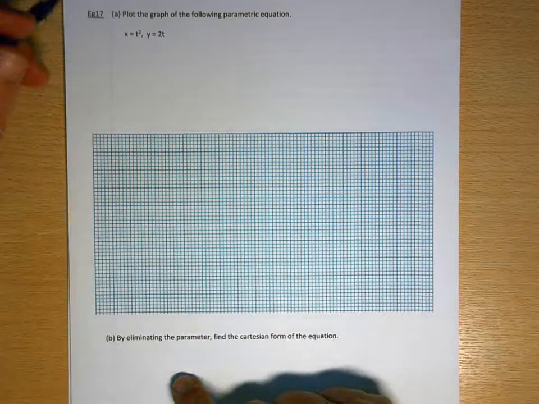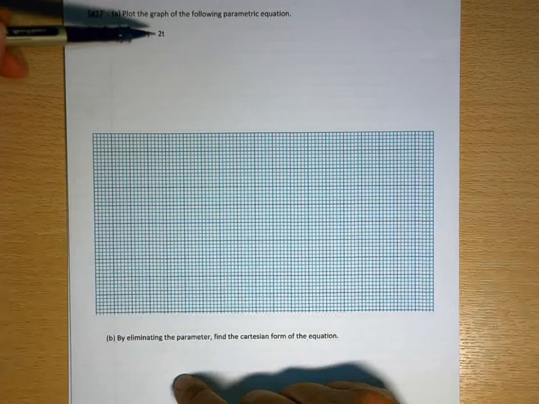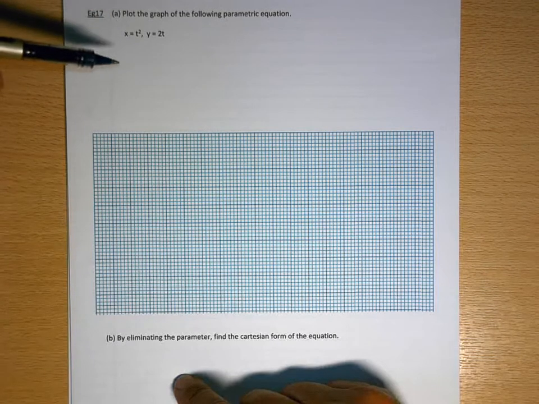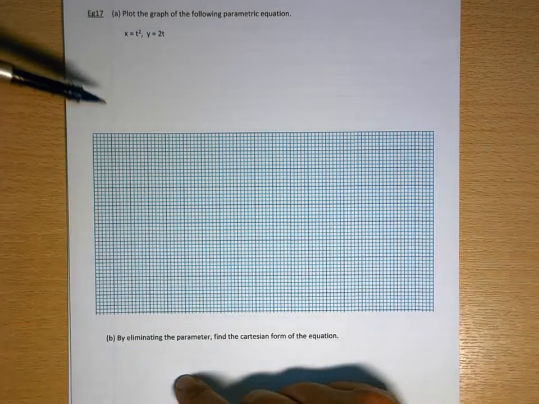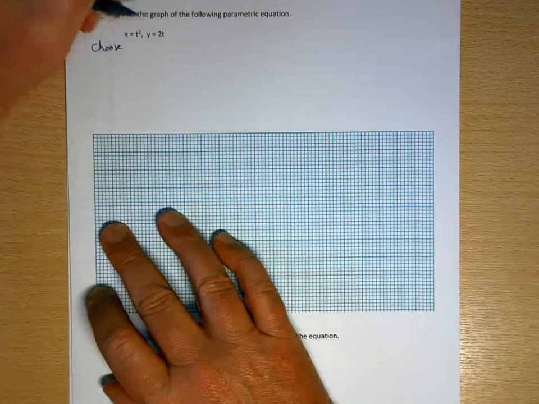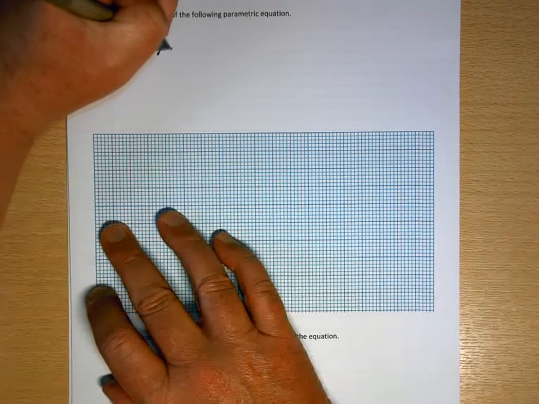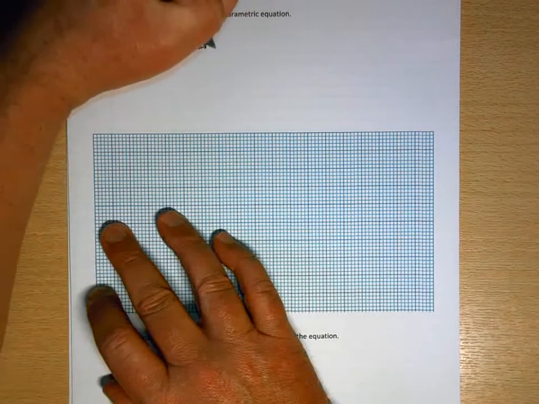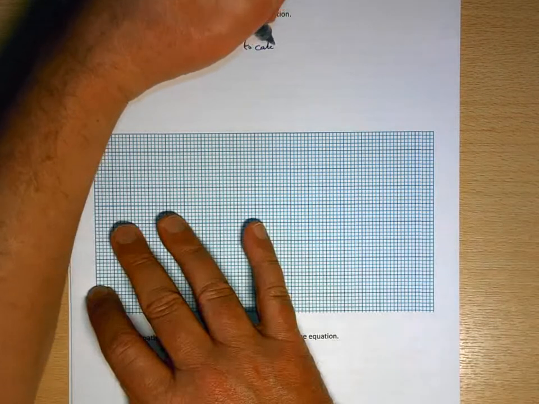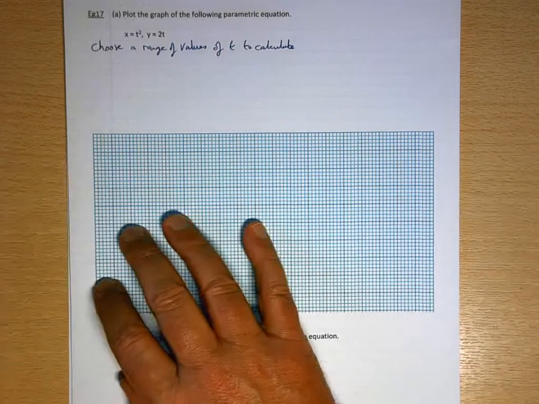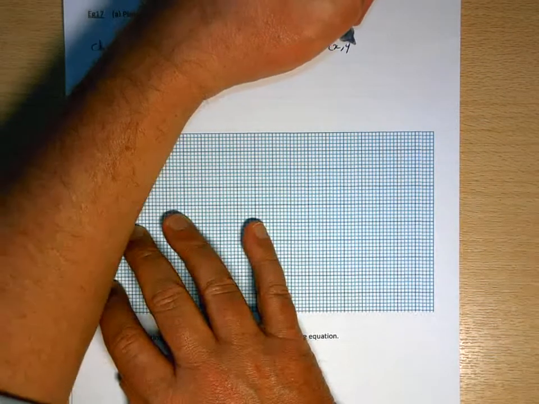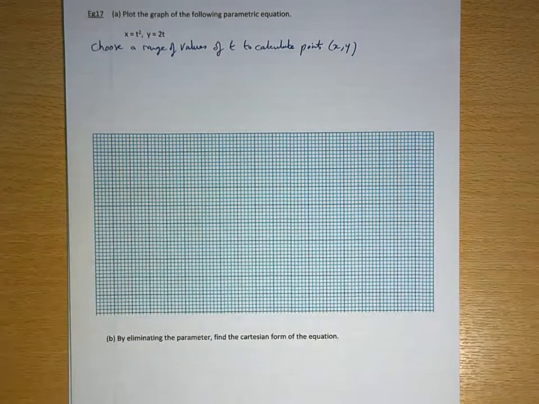Okay. Now if we want to plot that, what we do is we choose a range of values of t, substitute the value of t into the x equation and the y equation in order to produce a set of coordinate pairs that we can plot. Okay, so we're going to choose a range of values of t to calculate points x, y, and then we plot those.